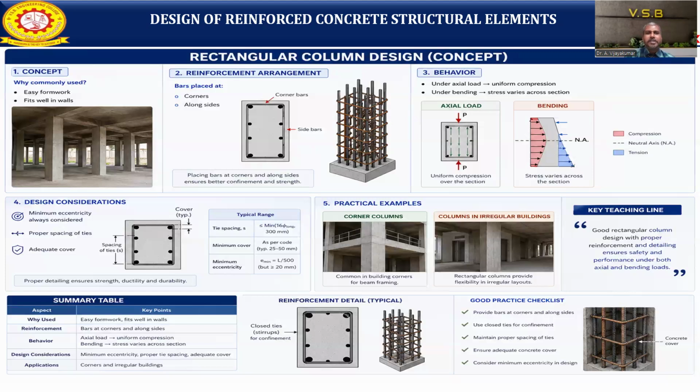So what are the design considerations when designing a rectangular column? Minimum eccentricity should always be considered. We cannot assume it is always equal to zero. A certain minimum eccentricity will be there, which we can take based on the code. Also, proper spacing between the ties and the reinforcement bars we need to keep. Then adequate cover. The cover is important for the column, so we need to give proper, adequate cover as per IS 456.